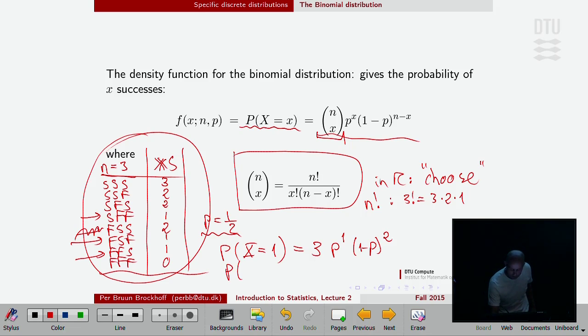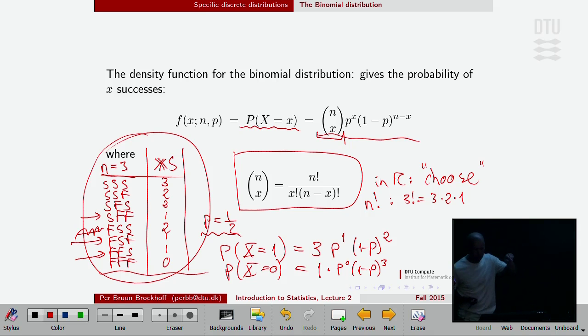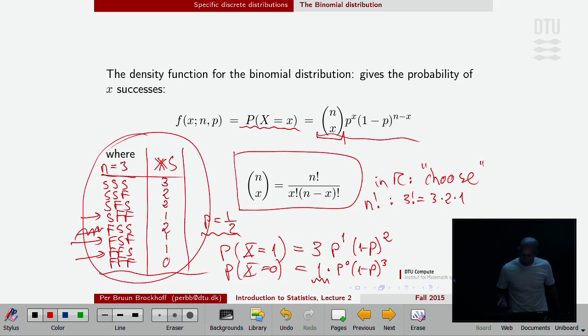If I were going to have 0 successes, if I'm going to count that one, it can happen in only one way. Then I need 3 failures and 0 successes, p to 0, 1 minus p to the third, and then counting in how many ways could that happen? Well, only one way, that is failure, failure, failure, right? The counting is what we do here.